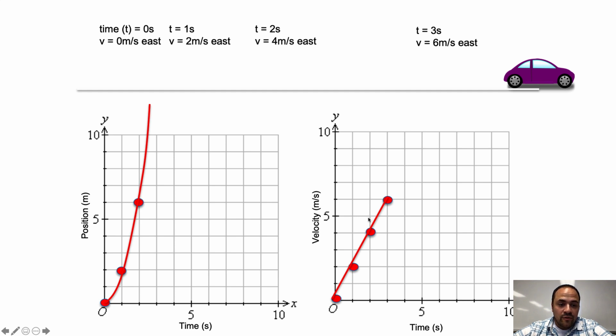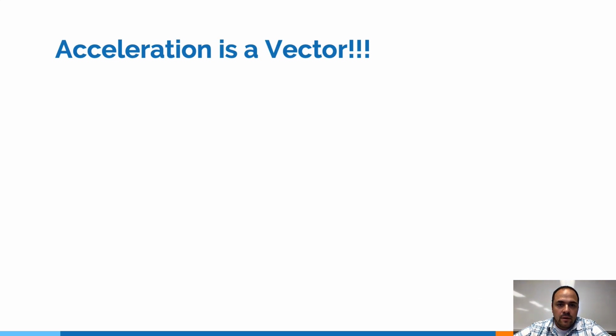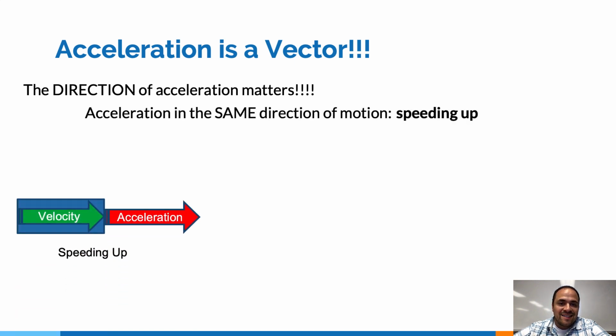Remember, the slope of this graph is acceleration. Velocity is increasing over time. That change in velocity we call acceleration. So acceleration is a vector, and direction of acceleration matters a lot. This is a huge concept that you're going to want to be comfortable with, especially for the next unit when we get into forces.